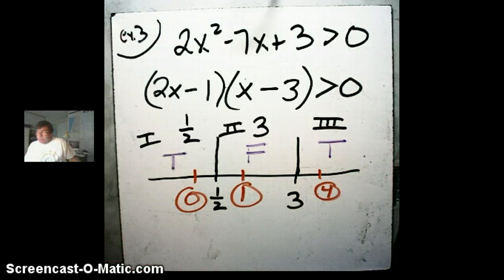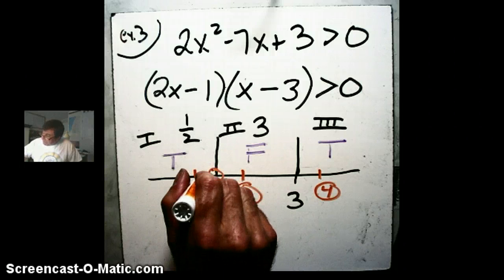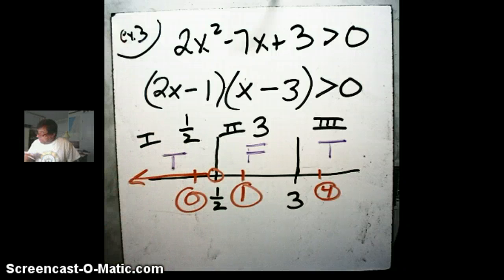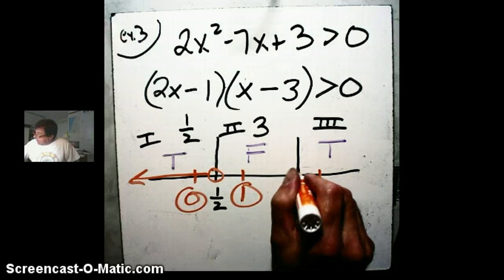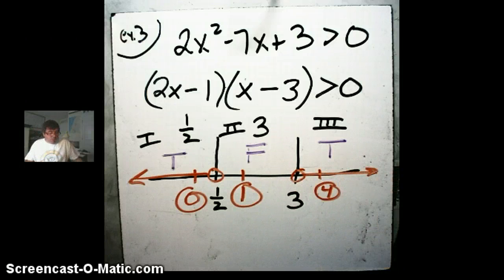Now what we have to do is identify the true regions. When I say the true regions, I'm talking about, remember, it can't be the critical point, but it's true for every value in this region. It's not true in this region. Here's my critical value, but it's true for every value in that region.